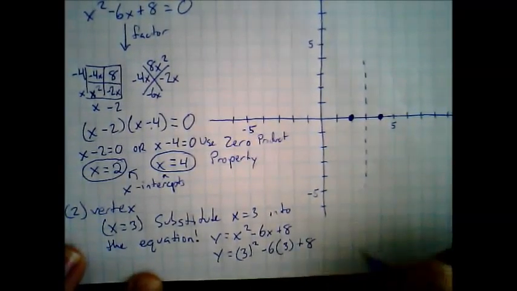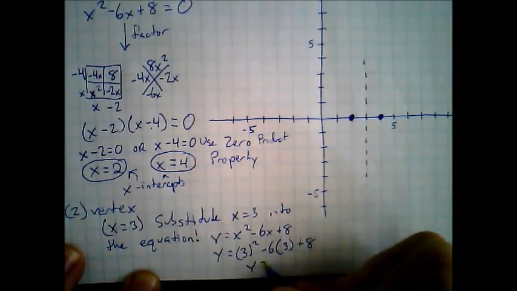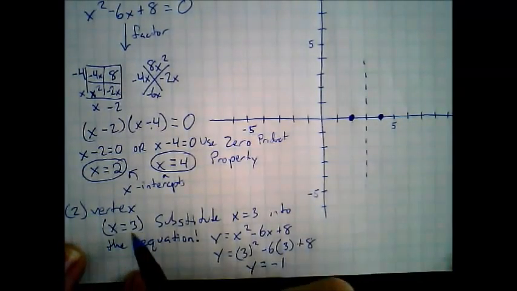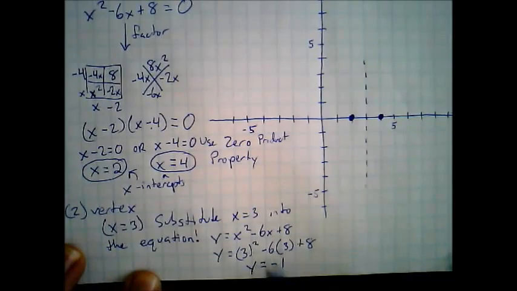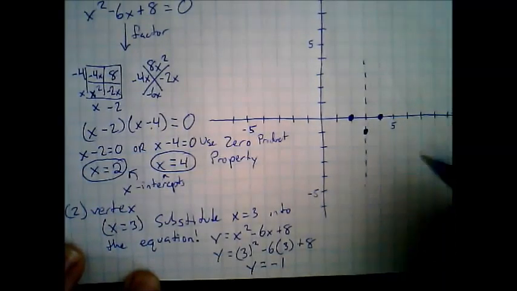And again, this is something we've been doing since the beginning of the year. We're just substituting x equals 3. So substituting 3 in for x, we want to know what's the output when we input 3 into our rule. Okay, so 3 squared is 9. 9 minus 18 is negative 9, plus 8 is negative 1. Okay, so when x equals 3, y equals negative 1. That means the bungee jumper is down 1 meter at this turnaround point. He turns around 1 meter below the bridge.